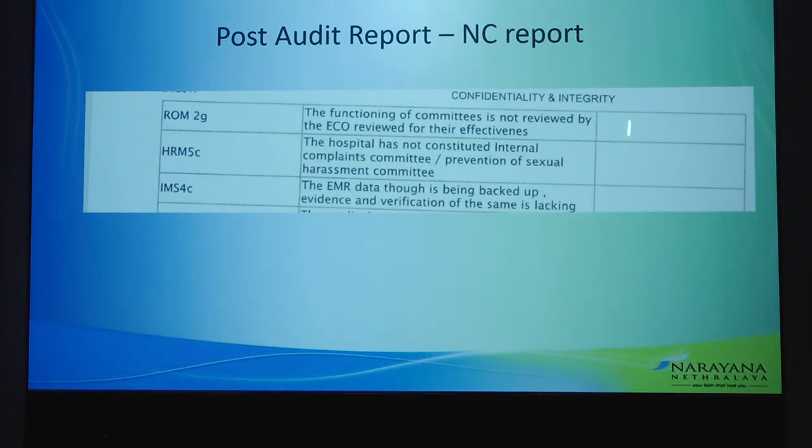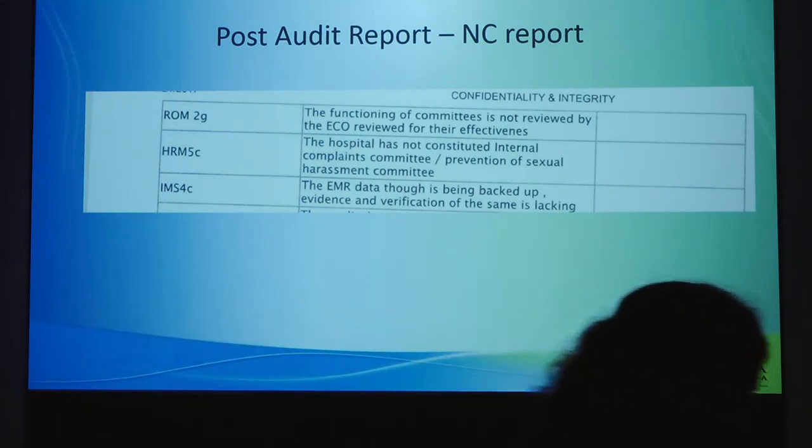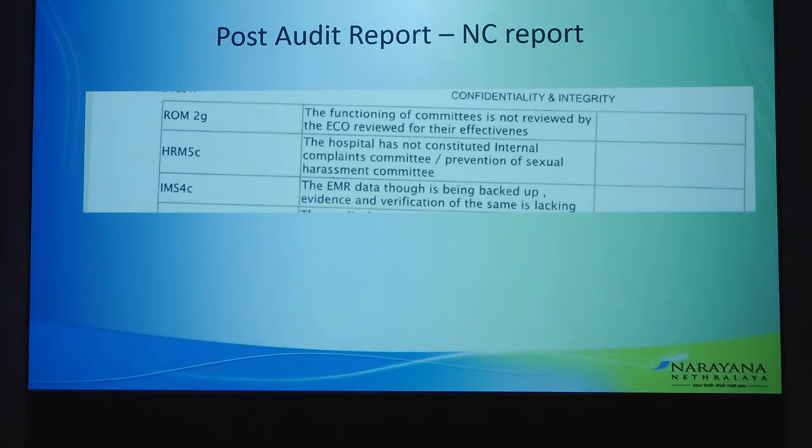So here the closure is based on the evidence which you are going to upload. If you are not uploading that evidence, the closure will not be accepted, and you again get that submit closure option. Okay. So these NCs will be very specific. Like here, it says that there is no committee. So you have to make a committee, have an order that the committee has been made. What are the members of that committee? Have some minutes of your meeting, and then you upload those things. You get 3 months time for closing this.